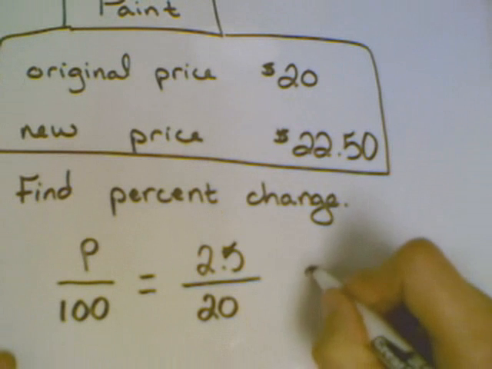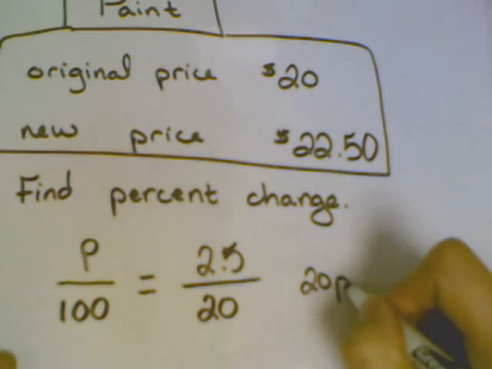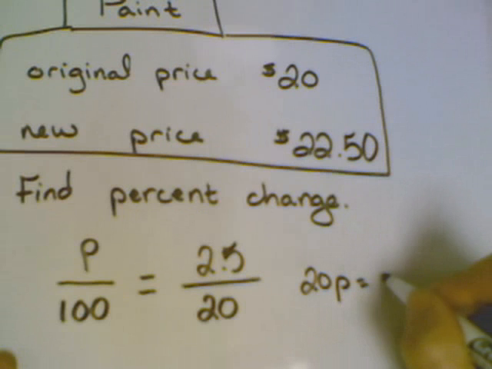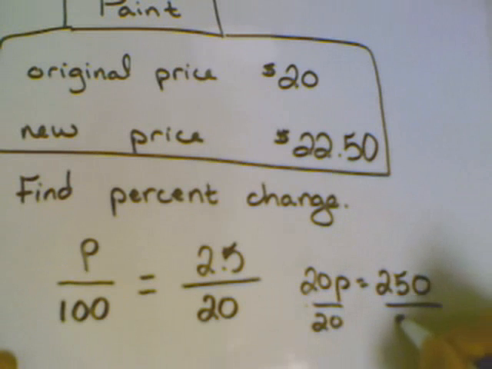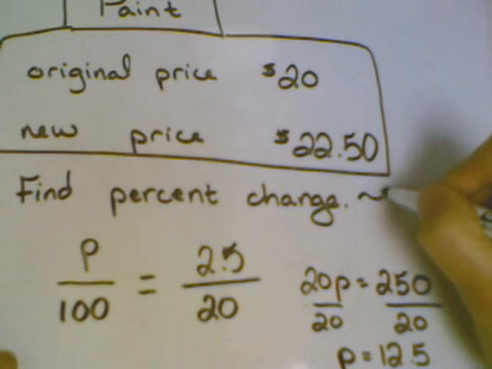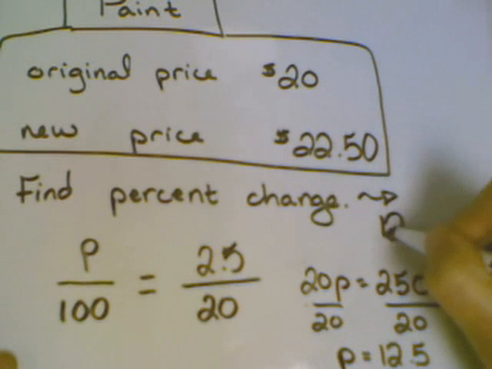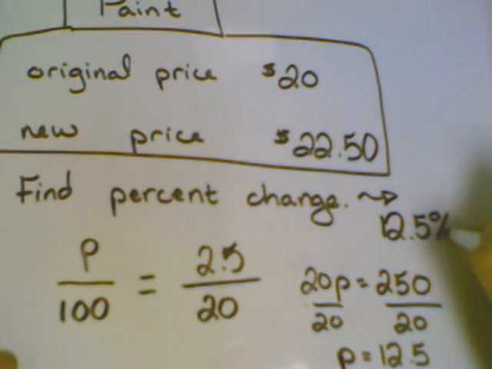Now that I have a proportion set up, I can cross multiply to solve. 20p equals 100 times 2.5, which is 250. If I divide both by 20, I will get that p equals 12.5. The percent change in this problem is 12.5%.